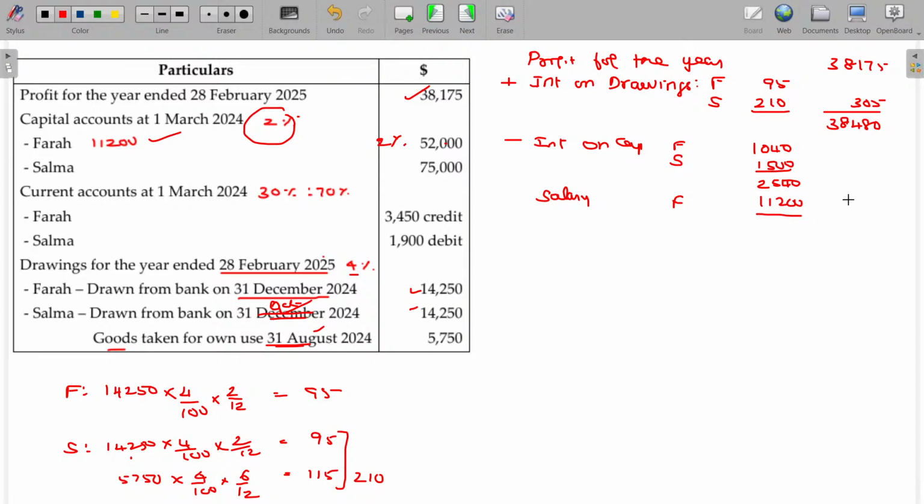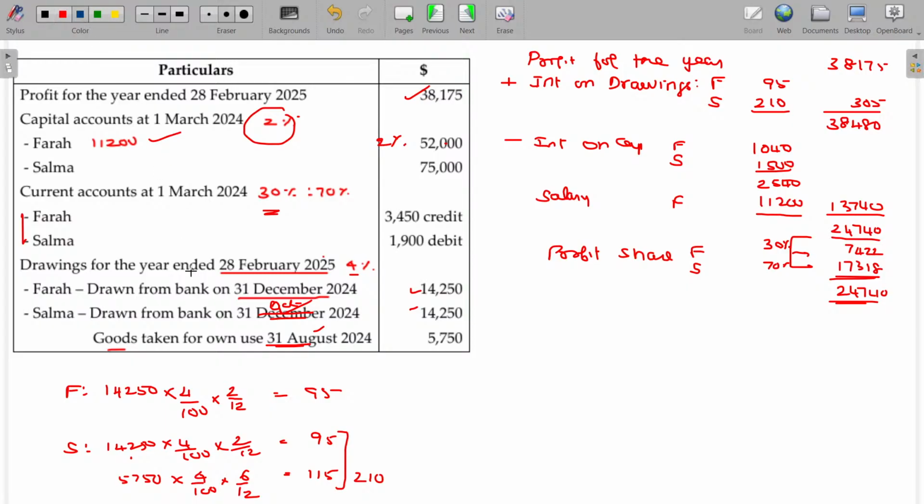And then the overall value being 13,740 is going to be subtracted. And profit to be shared here is 24,740. I'm going to share this to these two partners, Farah and Salma, as profit share. Farah and Salma, 30 and 70. First case 30, second case 70. Farah will get 7,422. Salma will get 17,318. So you get the total value 24,740.